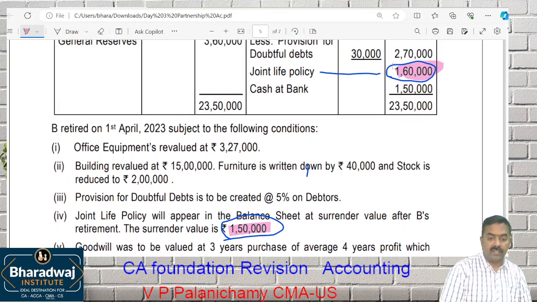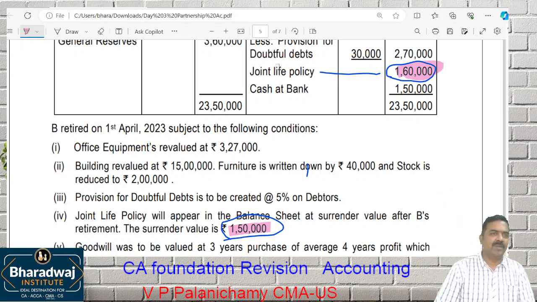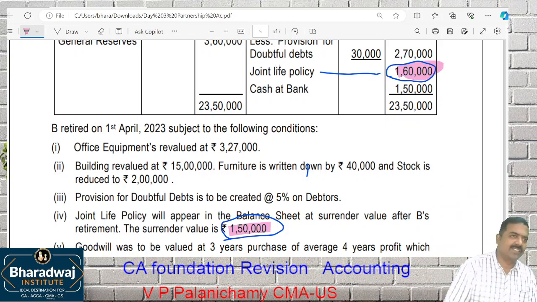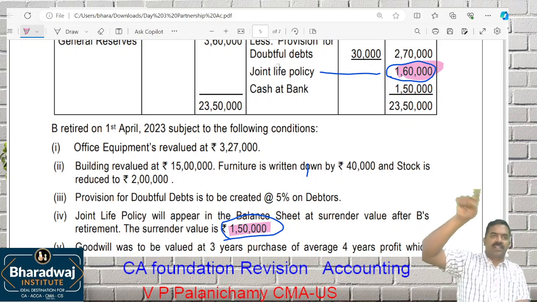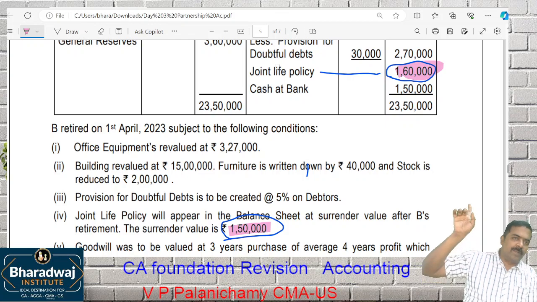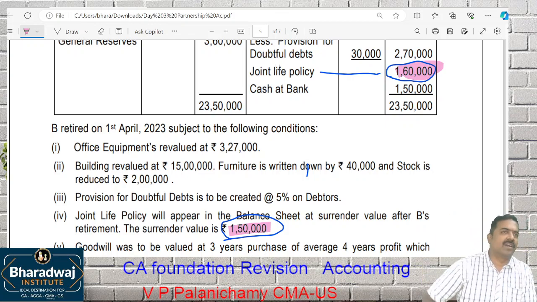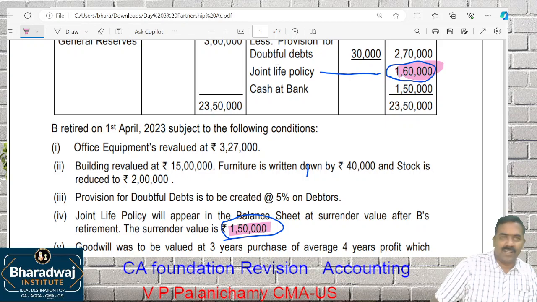If the journal entry balance is already 0, only then you have to record 1,50,000. How much have we already shown as the asset? 1,60,000. The new value is going to be 1,50,000 only. So it's a loss, a 10,000 loss. You can adjust in revaluation account. If it was 0 earlier, only then we pass the entry with 1,50,000. Already there is no joint life policy in the balance sheet. Now we have to record 1,50,000. Then only we can pass entry for 1,50,000. Already the asset is recorded at 1,60,000. Now the new value is only 1,50,000.